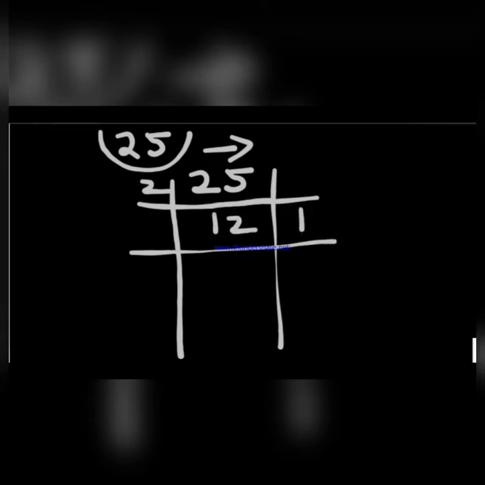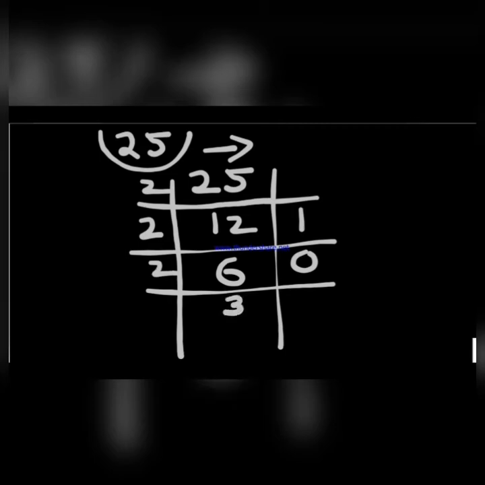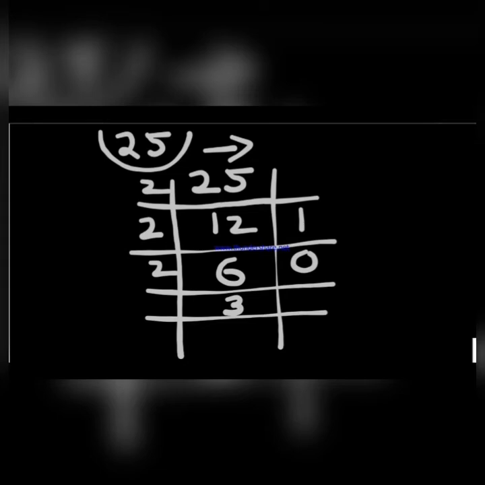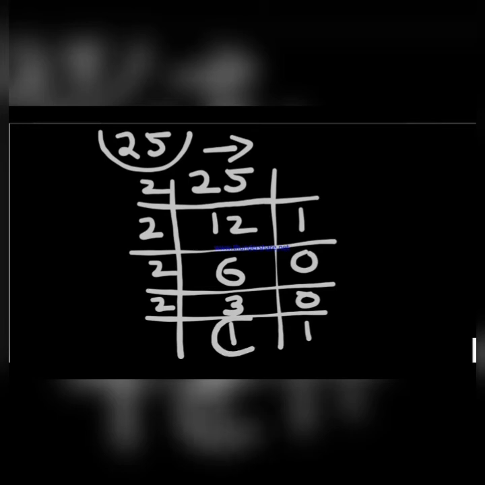our answer becomes 12, having remainder 1. I write my remainder on this side. Again, divide by 2. The answer will be 6, and there will be no remainder. So I write it here. Again, divide by 2. The answer will be 3 with no remainder, 0. Divide by 2. The answer will be 1 and the remainder will be 1. Now we finish here. We start writing from this side.